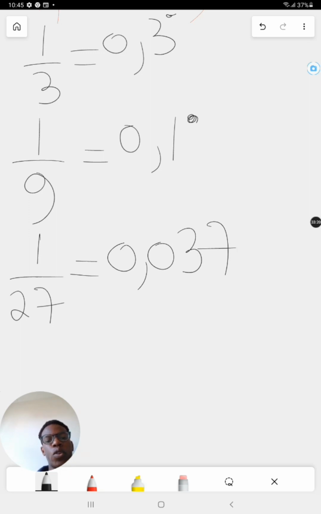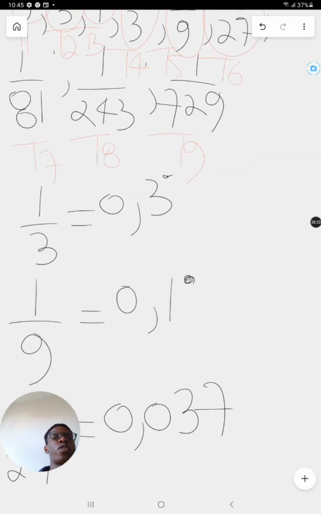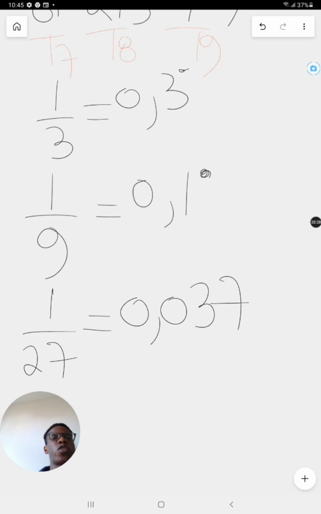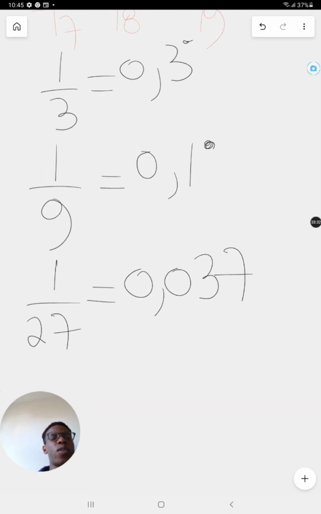0,037. Notice what's happening here. We are moving towards 0 each time, right? We started off with 9, then we had 3, then we had 1, then we had 1 over 3, which is equal to 0,3, then we had 1 over 9, which is equal to 0,1, then we had 1 over 27, which is equal to 0,037.